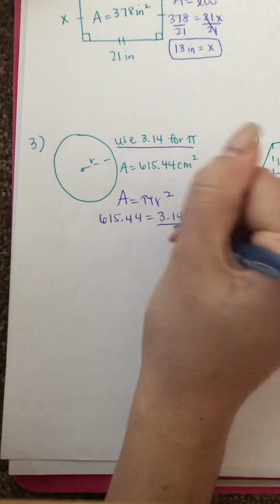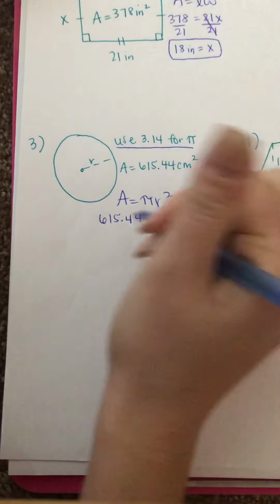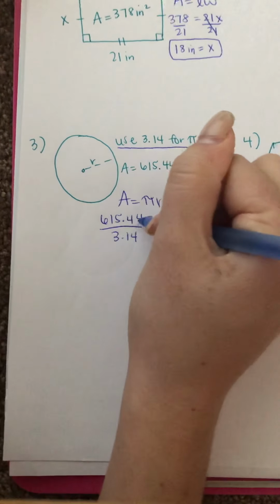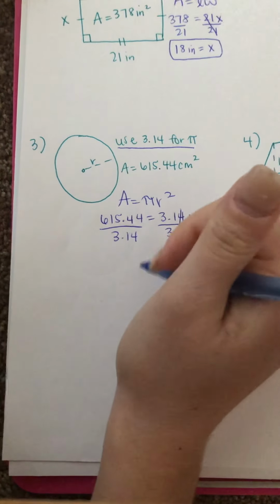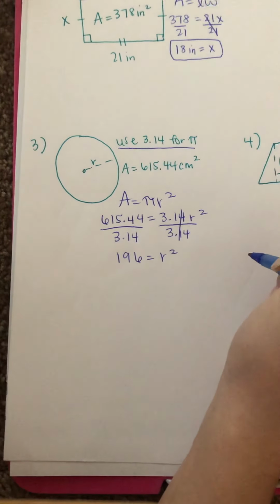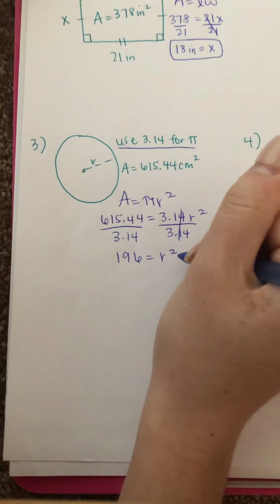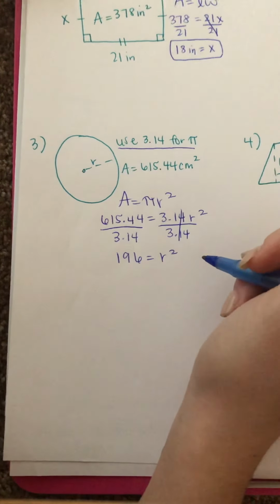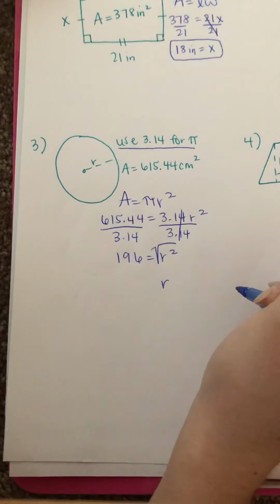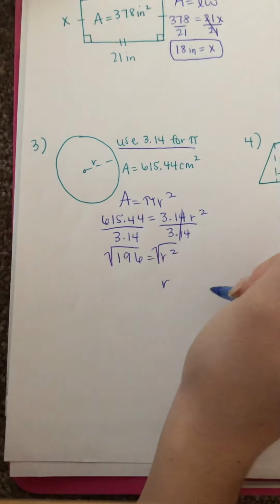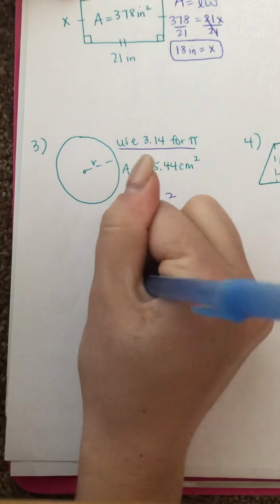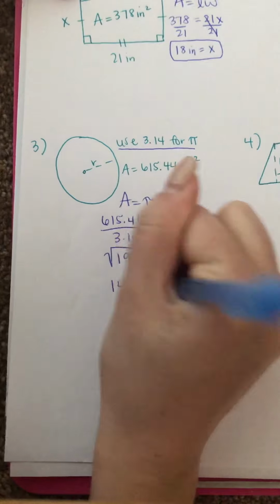Okay, now we're going to divide through by 3.14 to try to isolate R. 615.44 divided by 3.14 is 196 equals R squared. And to get rid of that exponent of 2, if you remember from the Pythagorean theorem, you're going to take the square root. The square root of R squared gives us R. What you do to one side, you have to do to the other. So R equals the square root of 196 is 14. And let's not forget to label that centimeters.